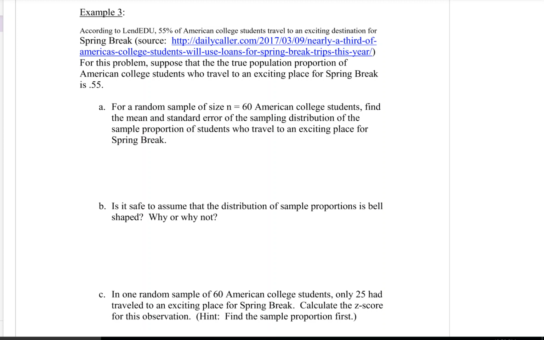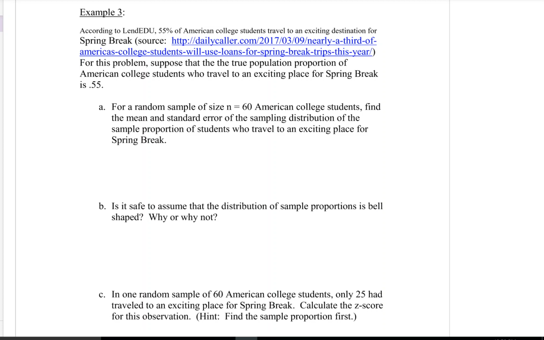So example 3, it says, according to Lynn, EDU, 55% of American college students travel to an exciting destination for spring break. For this problem, suppose that the true proportion of American college students who travel to an exciting place for spring break is 0.55. We're going to consider a random sample of size n equals 60 American college students. We want to know the mean and standard error of the sampling distribution of the sample proportion of students who travel to an exciting place for spring break.